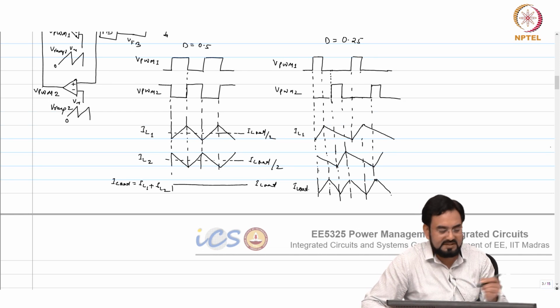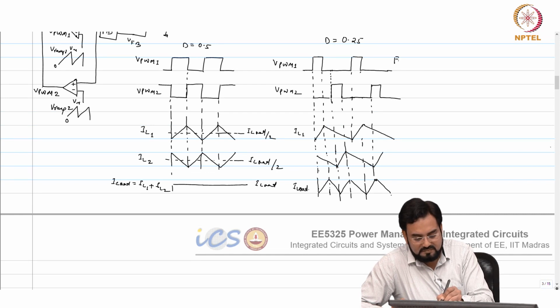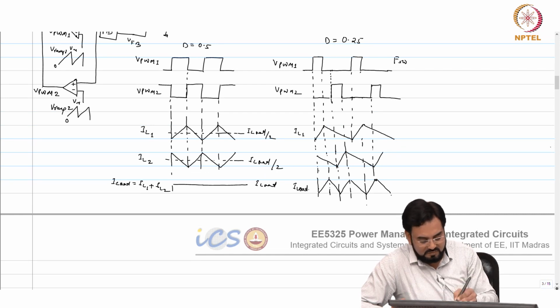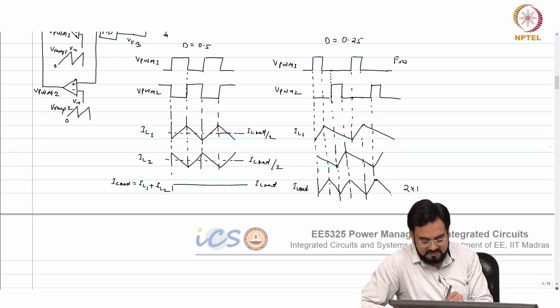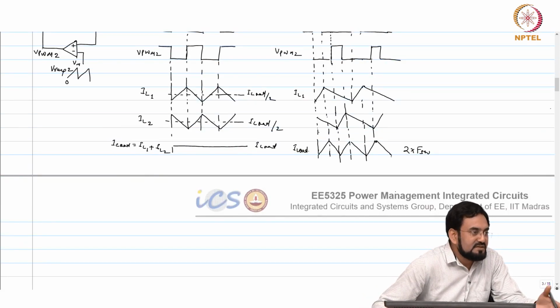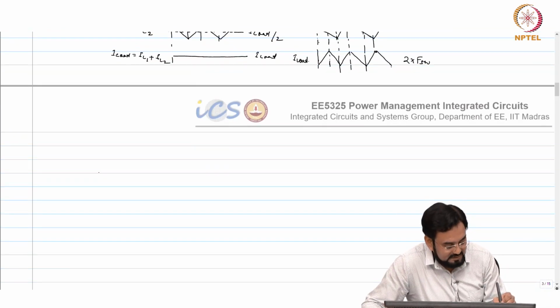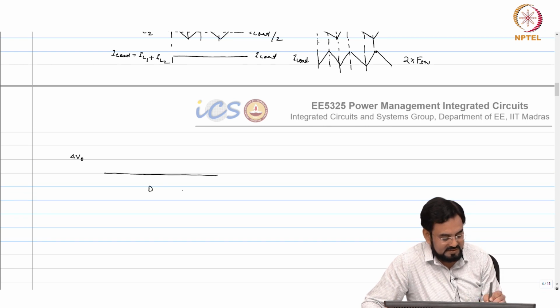So it will look like a 50% duty cycle, but what is the frequency here? What is the frequency? Twice of 2 times FSW. And when you increase the frequency, you know what happens? Your ripple will reduce. So your profile will look like this. If I call it delta V out, and this is your D, duty cycle.